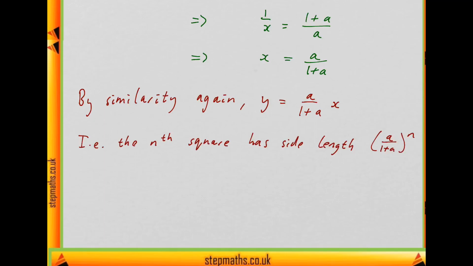So that means that the nth square, if the first square has side length this, and we're multiplying by this each time, the nth square is just n lots of this. So the second one is going to be a over 1 plus a squared, third one is going to be a over 1 plus a cubed, etc. So it's going to be a over 1 plus a to the n. And we have to remember that we need the area, not the side length, but that's fine because we just square to get the area. So the nth square has area a over 1 plus a to the 2n, or a over 1 plus a squared to the n. And now we just need to add these up for n between 1 and infinity.